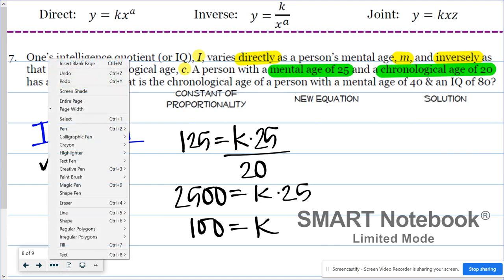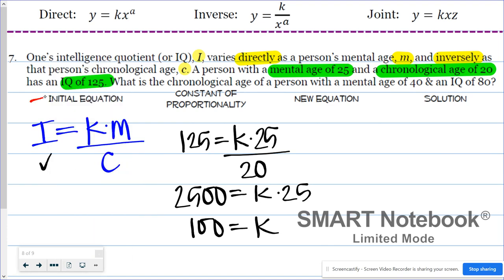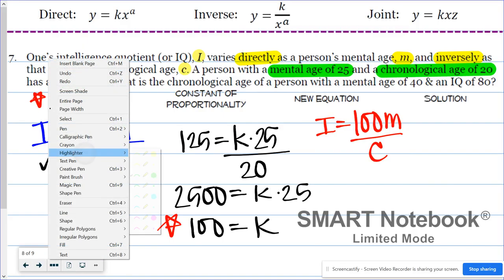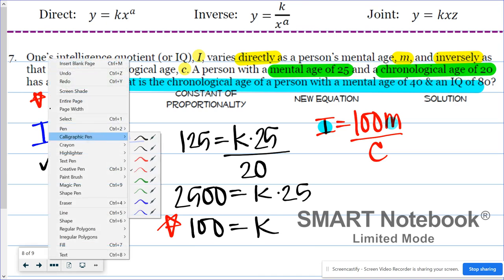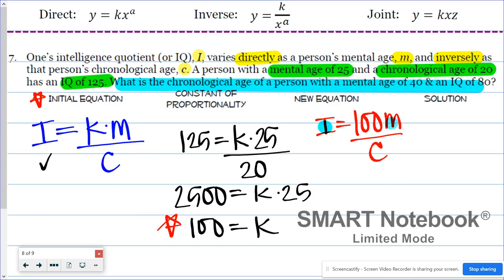So now I'm ready to write my new equation. It's just the initial equation with K written in. So I have I equals 100 times M divided by C. That's my new equation. It's a formula. And then I'm using that formula to answer the final question in this problem. What is the chronological age of a person with a mental age of 40 and an IQ of 80? So then it's just a matter of substituting those values in to their proper location.